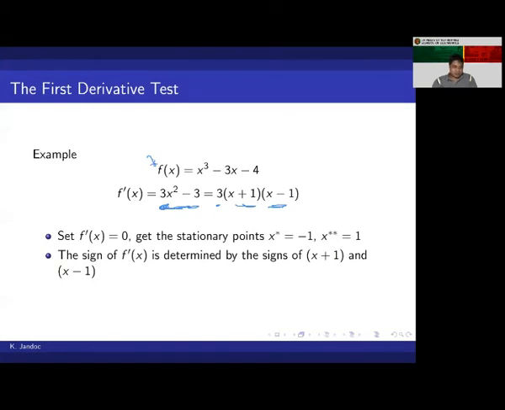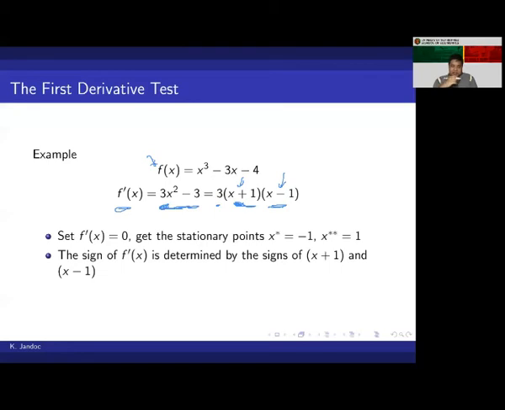Clearly you see that the signs of the term x plus 1 and the term x minus 1 will govern the sign of f prime x. So if one of them is negative and the other is negative, it will be positive. If one is negative and the other positive, then you have a negative slope of the tangent line. And if they're both positive, then f prime x is positive, and so on and so forth. Good. So first, let's identify the stationary points.